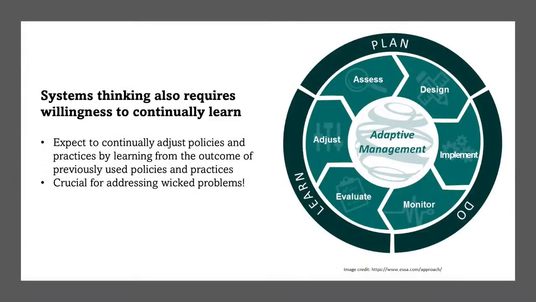So those are the three tools, because I didn't want to overwhelm you all, that we're going to cover just to give you a taste of what tools are out there for systems thinking. But another really important feature, that I couldn't find in the literature but pulled out of all the reading I've been doing, is that systems thinking also requires a willingness to continually learn. With systems thinking, it's a change in your mindset where you start to expect to continually adjust policies and practices by learning from the outcome of previously used policies and practices.